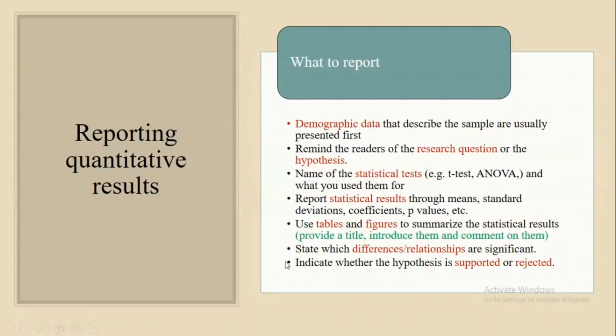Name the statistical test, and I will show you an example of how to report the specific tests when you report your findings. Naming the test is very important. You can't say, for example, that I used SPSS in order to investigate this, or I used SPSS to find the relationship between this and this. No, you need to name the statistical test, whether it's t-test, correlation, ANOVA, ANCOVA, and what you use it for. Then report the statistical results through means, standard deviations, coefficients, p-values, effect size, all these numbers.